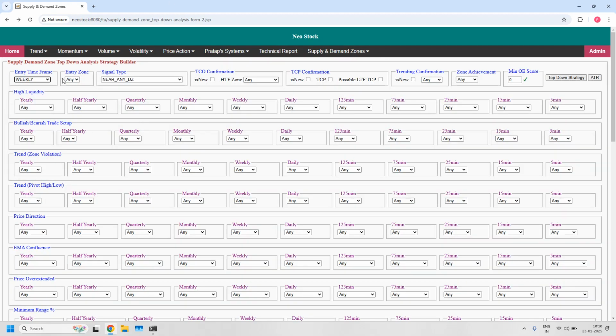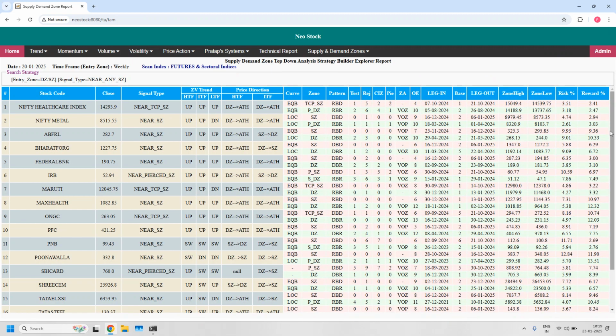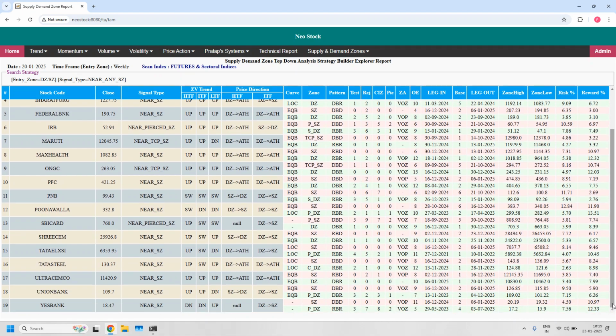Next, weekly time frame. Stocks near weekly supply zone. We got 19 stocks. First 15 stocks in the list. I'm scrolling the list down. So total 19 stocks are filtered.